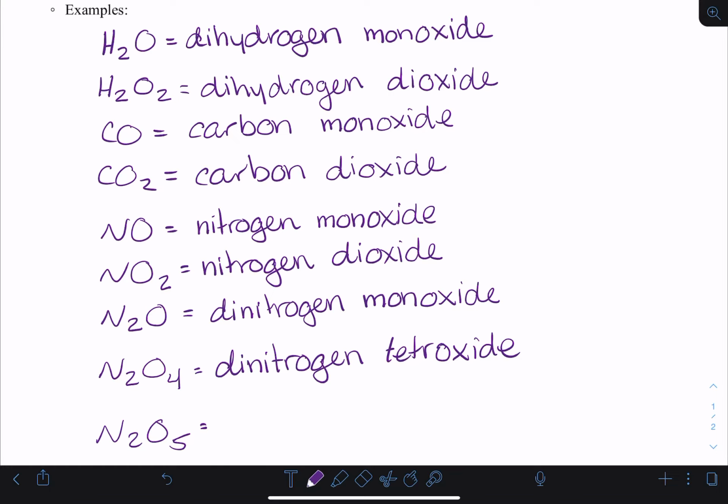And then for the last one, two nitrogens again is going to be dinitrogen. And then five oxygens uses the prefix penta. Drop that A to make it sound a little nicer, so we get dinitrogen pentoxide.